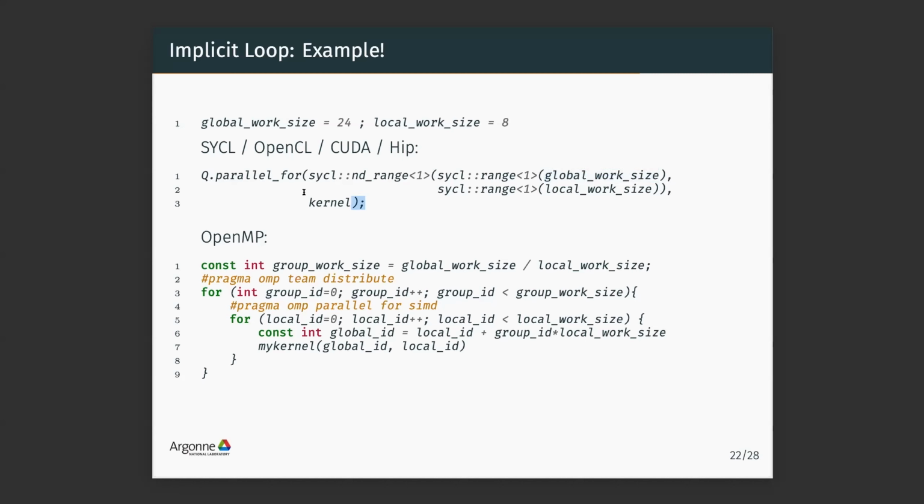And this one line of code, if you want to write it in OpenMP, you will do it this way. From this global work size, you will create the group work size by dividing one over the other. Then you will have a group ID that you loop over. It will be your team distribute. And inside you have this parallel for SIMD, because you do both parallel for and vectorization. And here you can compute your global ID with the formula.